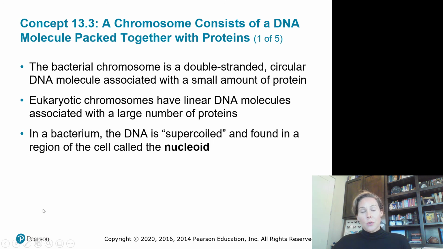So in concept 13.3, we're looking at how chromosomes consist of a DNA molecule packed together with proteins. Bacterial chromosomes are double-stranded, circular DNA molecules that are associated with a very small amount of protein. But eukaryotic chromosomes are linear DNA molecules, and they're packed full of tons of proteins. In bacteria, the DNA is supercoiled and found in the nucleoid region. In eukaryotes, of course, it's found in the nucleus.